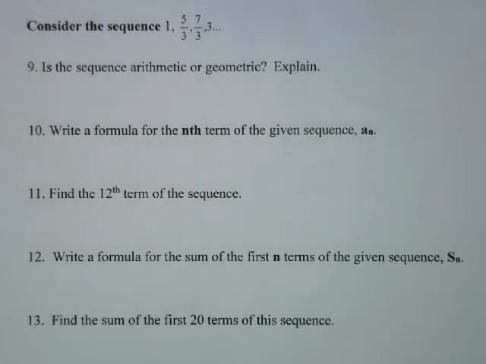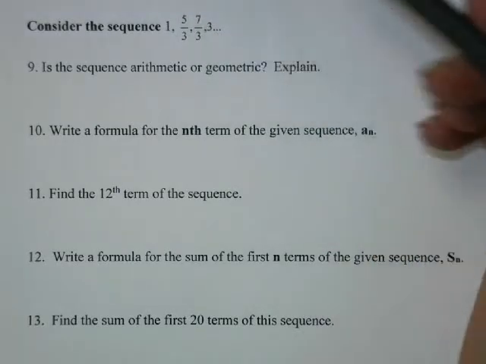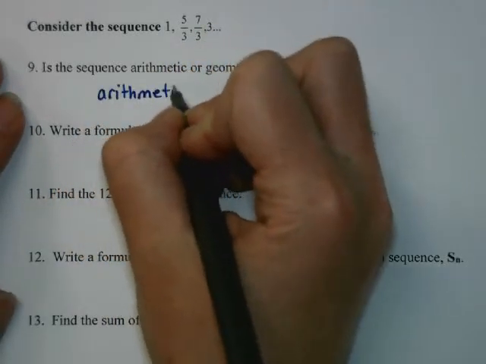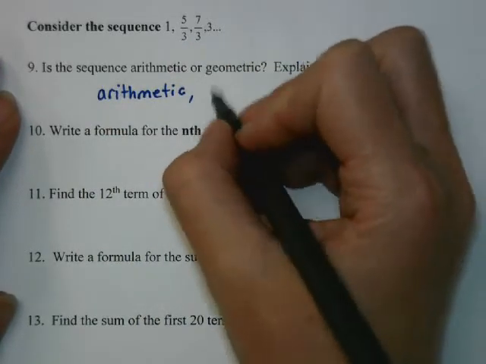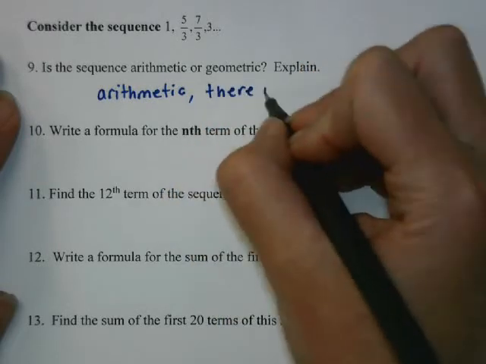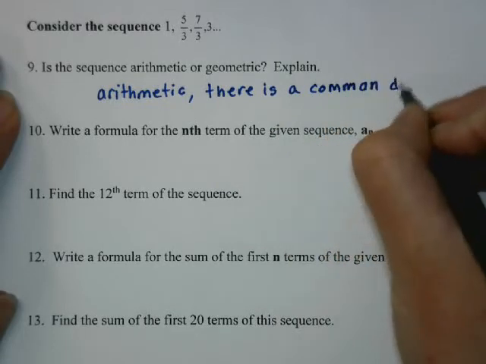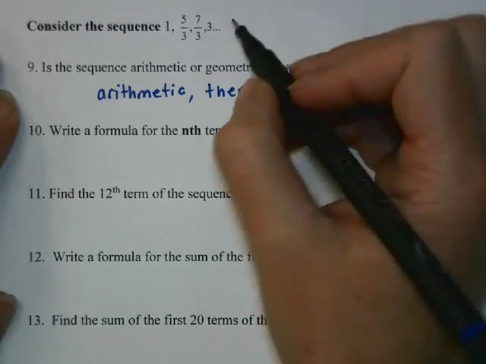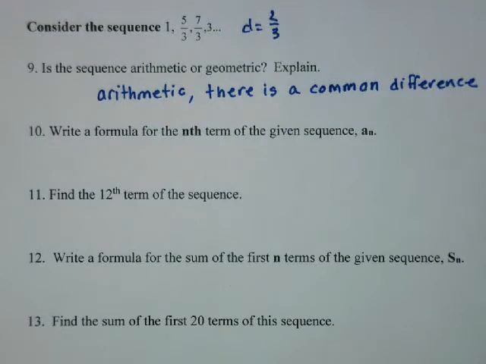All right, so we have the sequence 1, 5/3, 7/3, and 3. Well, if you think about these two, this would be 3/3, this would be 9/3. So this sequence is arithmetic because we're adding the same thing every time. We're adding 2/3. So we say there is a common difference. Okay, that difference being 2/3.